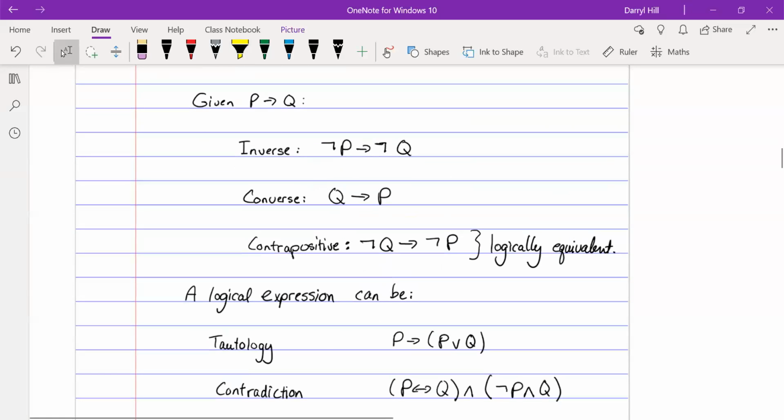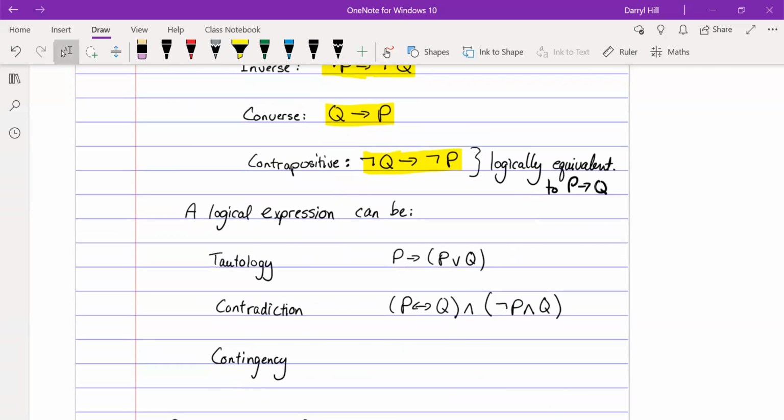All right, so given an implication statement, P implies Q, the inverse is the negation of both terms, keeping the antecedent and the consequent. So P stays as the antecedent, but it's negated, and Q stays as the consequent. The converse is Q implies P, and the contrapositive is not Q implies not P. And that's logically equivalent to P implies Q.